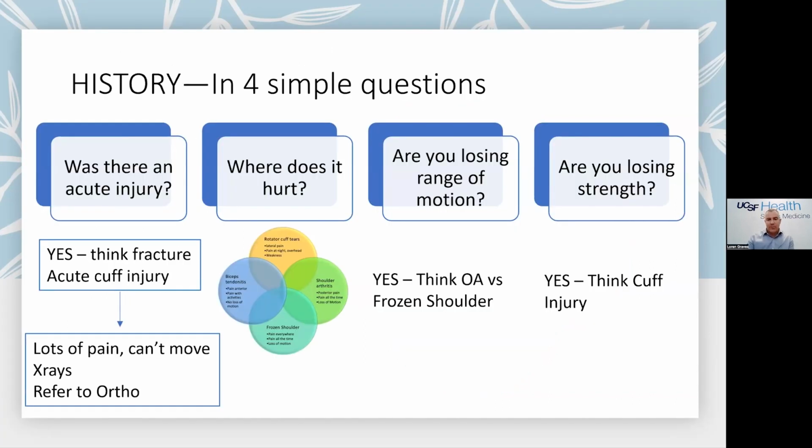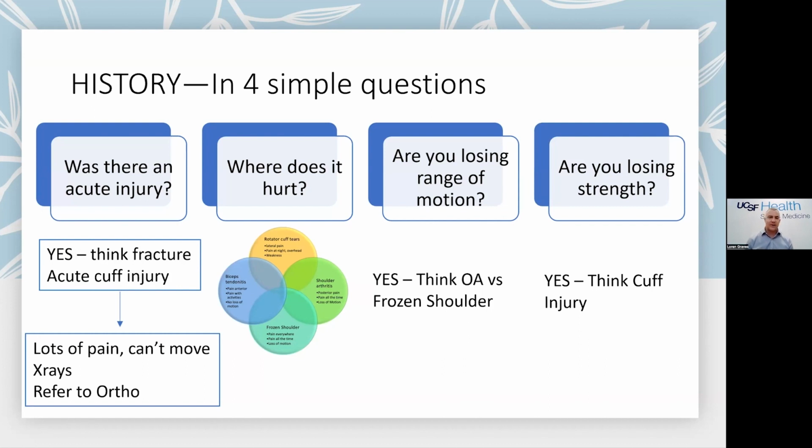Because we tend to run a pretty busy clinic, I like to figure out the easiest way to get through a shoulder history and physical without having to do too much work. I really like to ask 4 questions and then start differentiating after each question. So the first question I usually ask is, was there an injury?